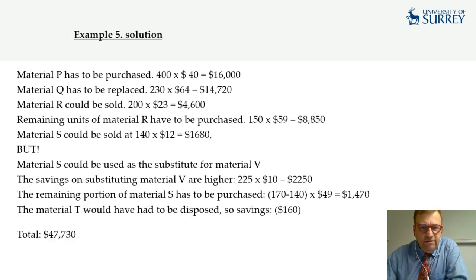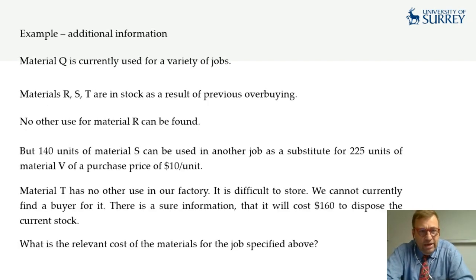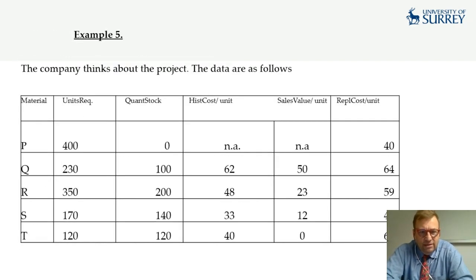And then we find it here, 170 minus 140 multiplied by $49 gives us the cost of $1,470. I hope that this calculation is clear and it's all correct. But now we have as well material T.